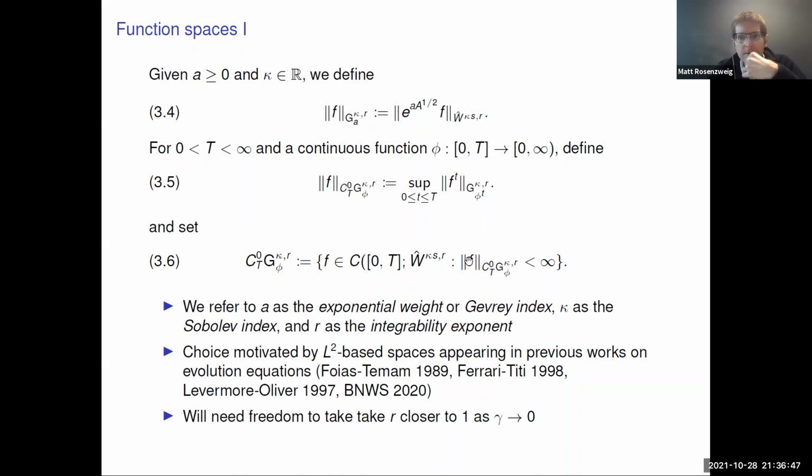As far as I know, and if somebody has seen these more general spaces in different contexts, please point it out to me, but I haven't seen these specific Fourier-Lebesgue variants before.